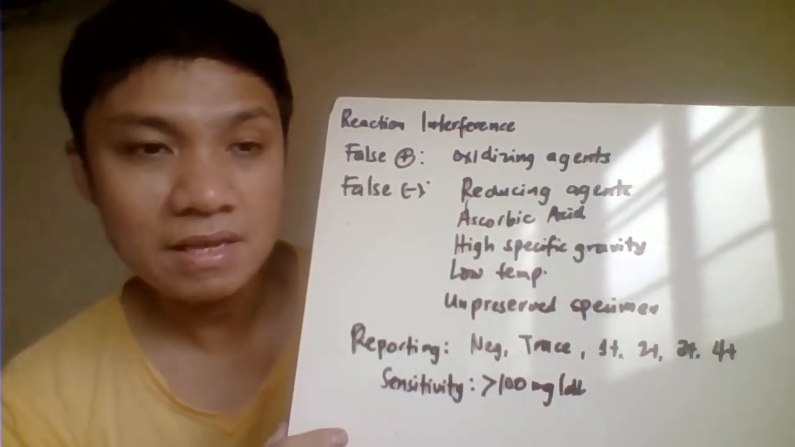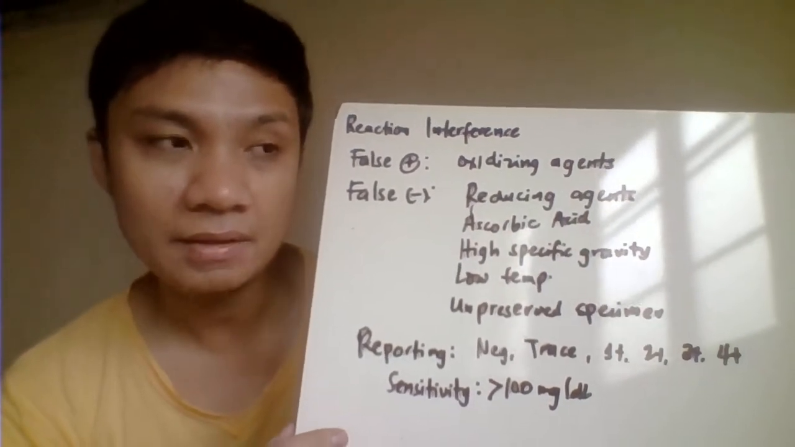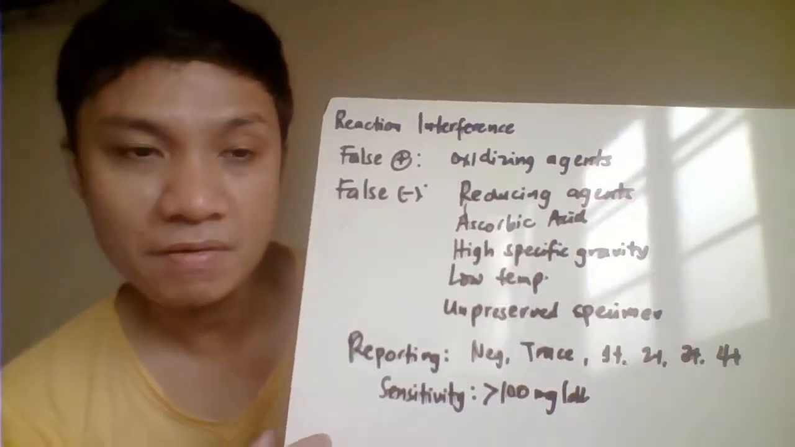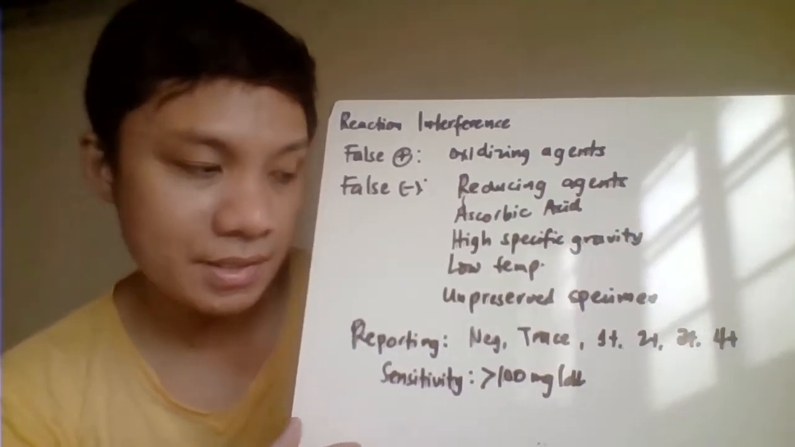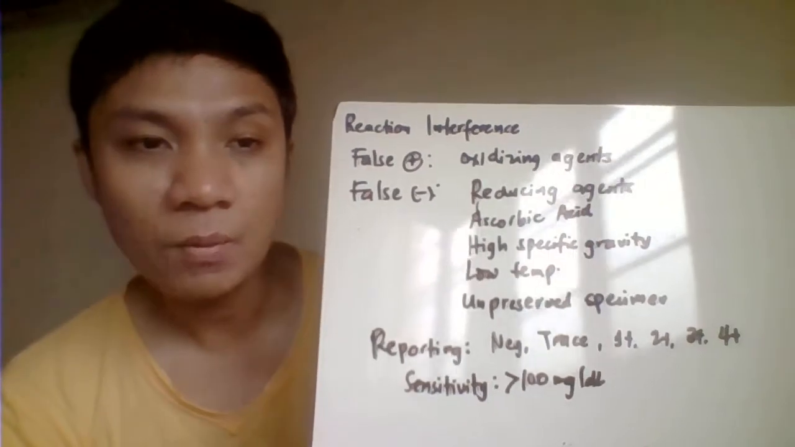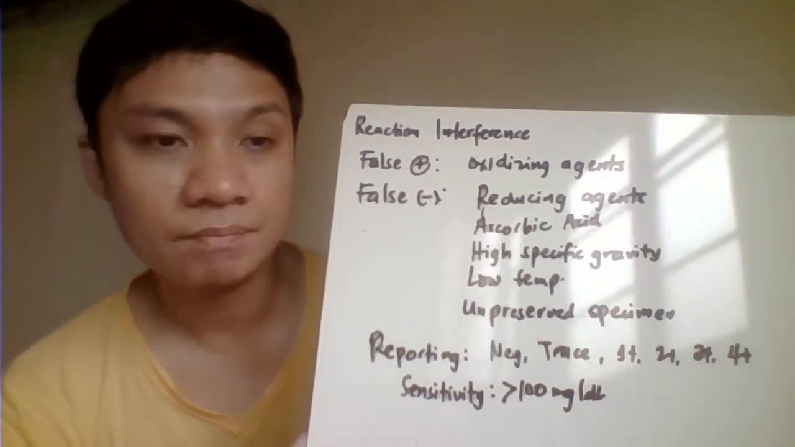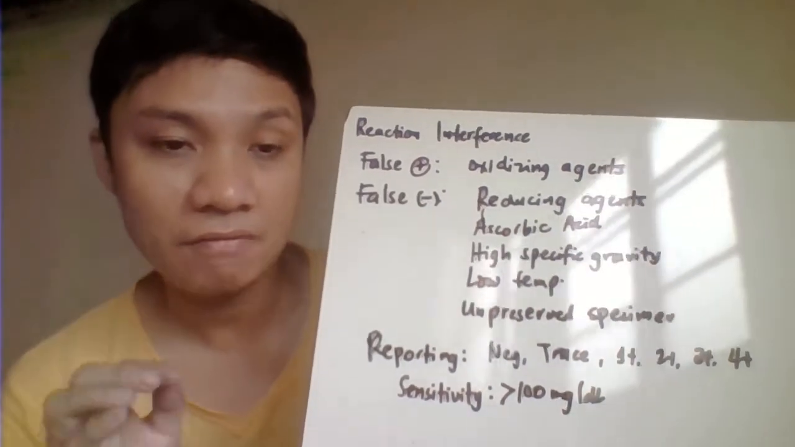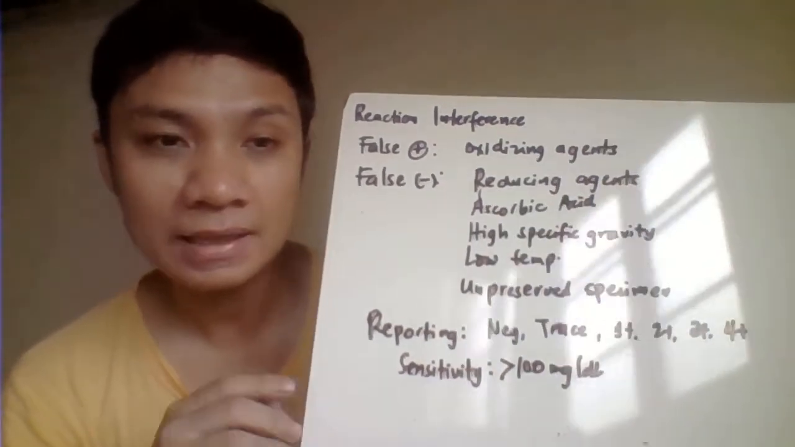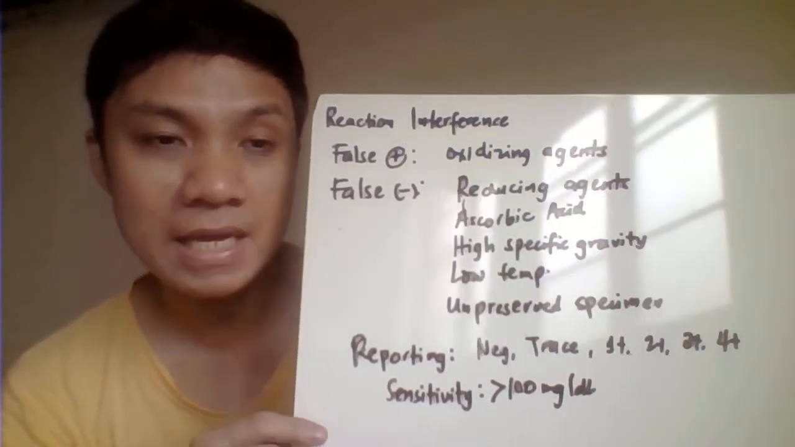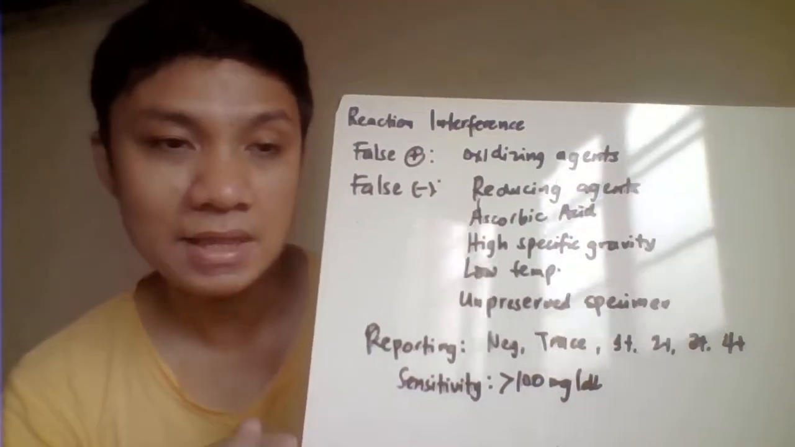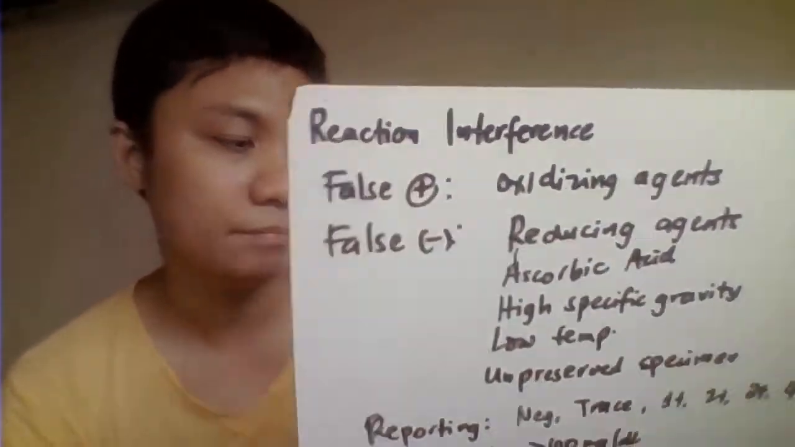For the sensitivity of your test pad for glucose, it will be able to give a positive result if the glucose concentration is more than 100 mg per dL. So pag less than 100 mg per dL, expect to have negative results. And again, the test pad for glucose will only identify the presence of glucose lang. It will not detect other sugar.